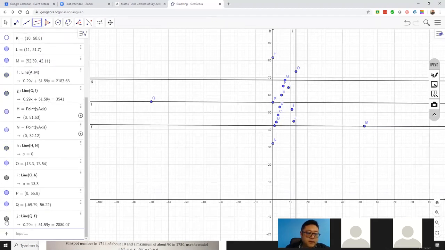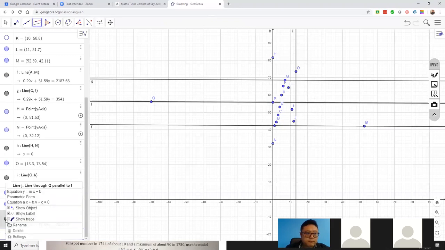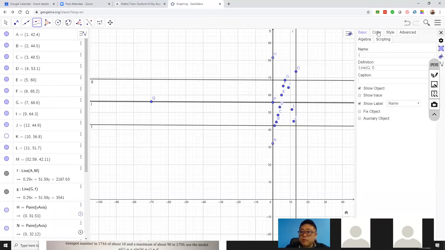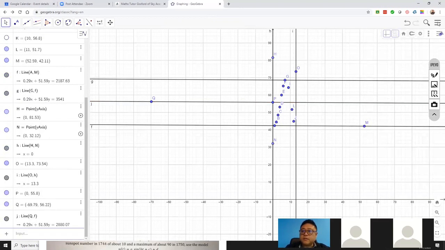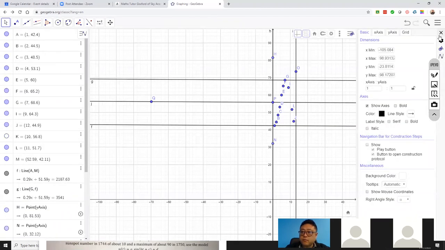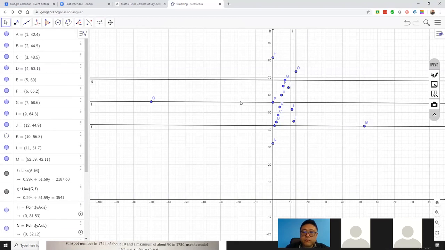And I'm going to make this a different color. Let's make it red. Okay, cool. So you can see what's going on, can't you? Yeah. What happened to that color? I may have changed it. Anyway, so you see what's going on, right?